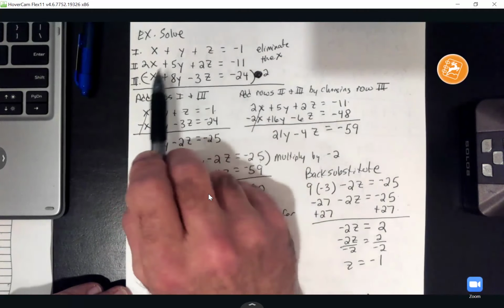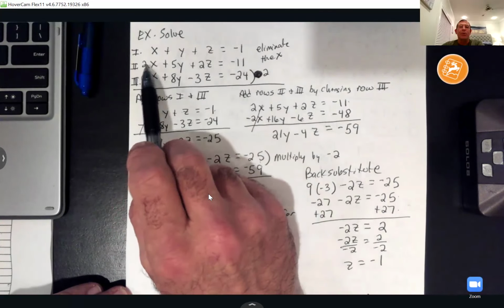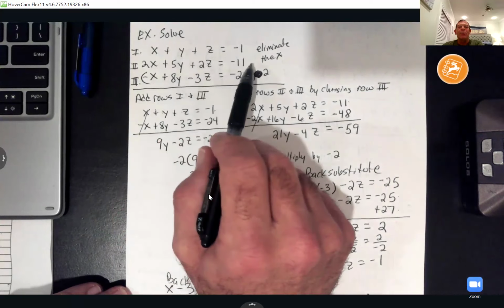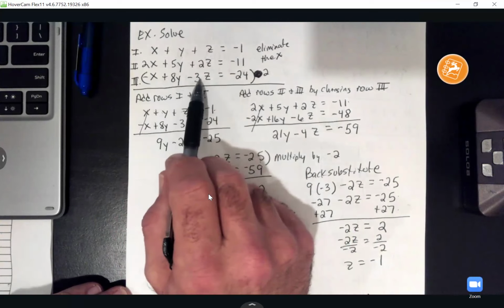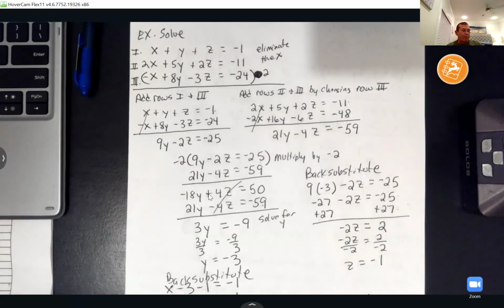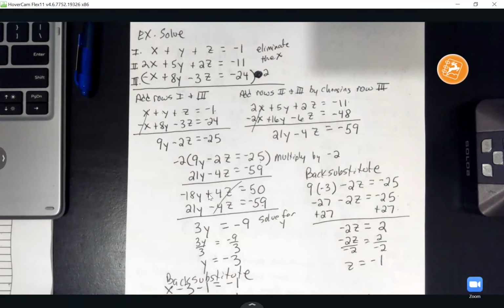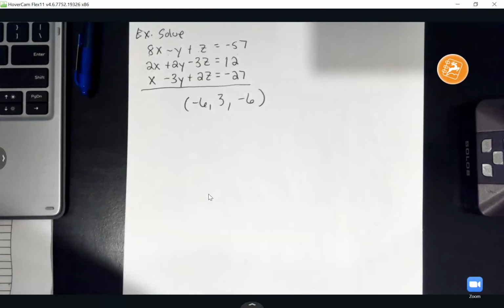Oh, okay. That makes sense. And then the second row would be what? 2, 5, 2, -11, and then -1, 8, -3, -24. Throw that in there and boom, it'll knock it out. That makes sense. Thank you.